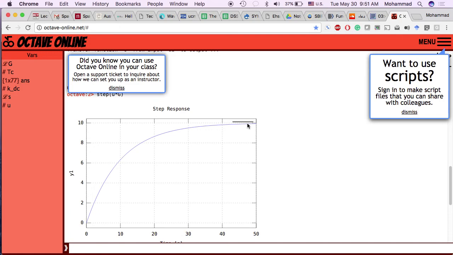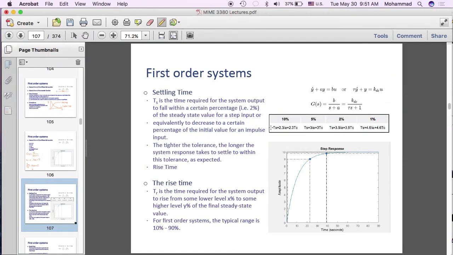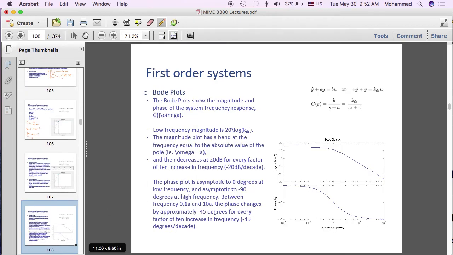So depending on how close you want to get to steady state, it obviously takes more time. Now these are general formulas. They're not only applied to this system, but to any first order system. So again, this is the relationship. And we didn't talk about the rise time, but rise time is also related to the time constant.